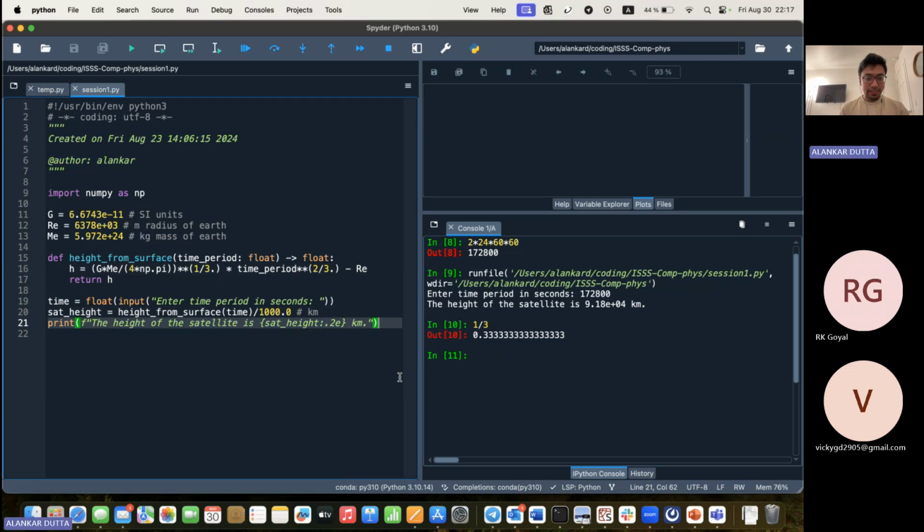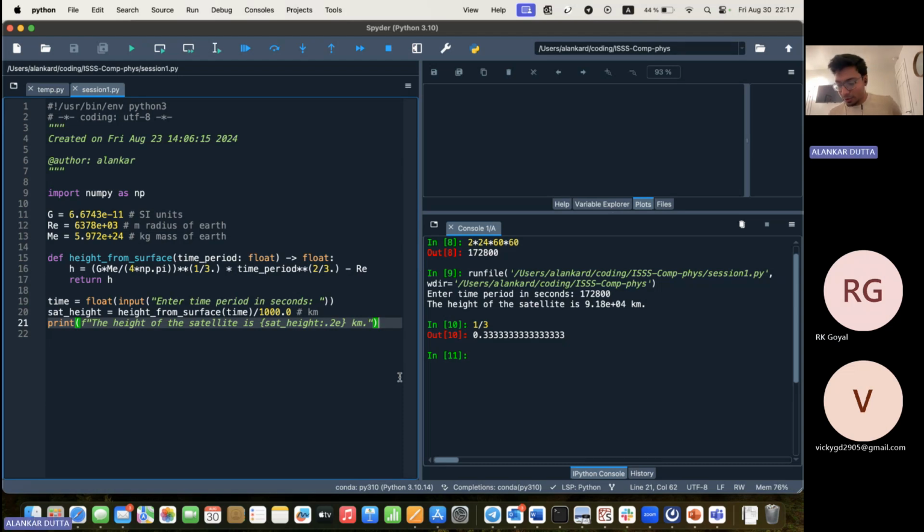So other than this, is everything clear in this part? Assuming that this equation is given and this program is fine. Let's not go into the details of how this equation comes, because this is more of a computational course. I don't want to go into the details of the physics, which is not the aim of this course.